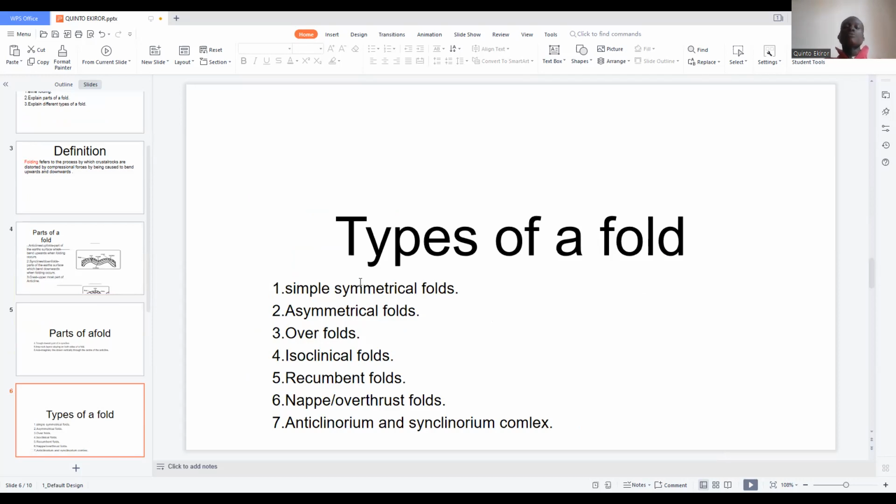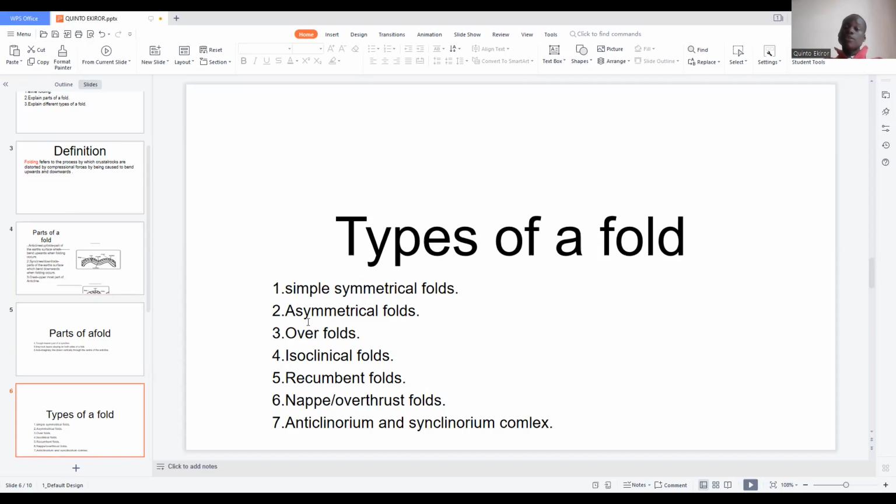the subtopic, which is types of folds. Let's see now, the folding process has resulted in different types of folds. Let's first of all highlight them before we look at each and every one in detail. Number one is simple symmetrical folds.